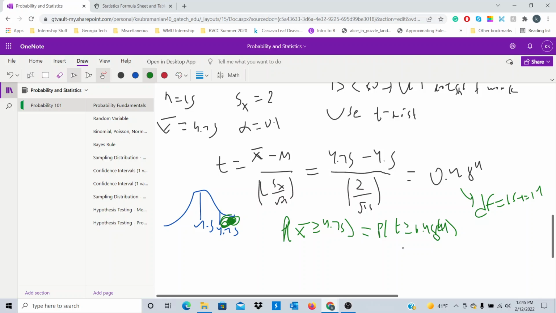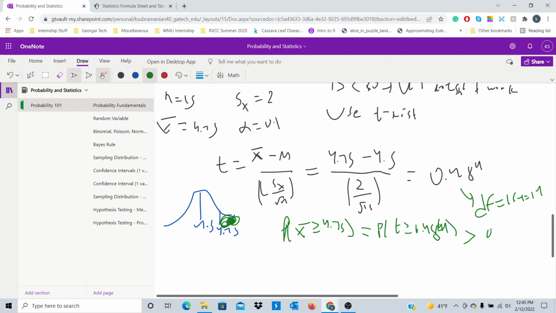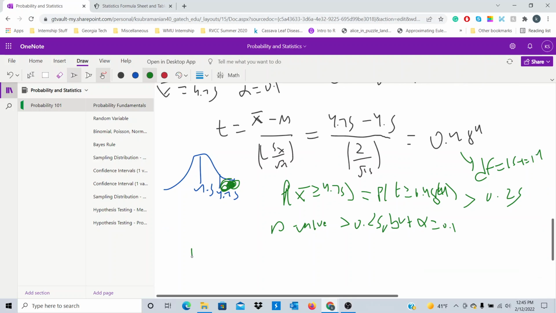So this probability of getting a t-score above 0.484 is some number that is bigger than 0.25. So my p-value is above 0.25, but the alpha is 0.1. So if my p-value is above 0.25, then my p-value must be above 0.1. So I actually fail to reject the null.